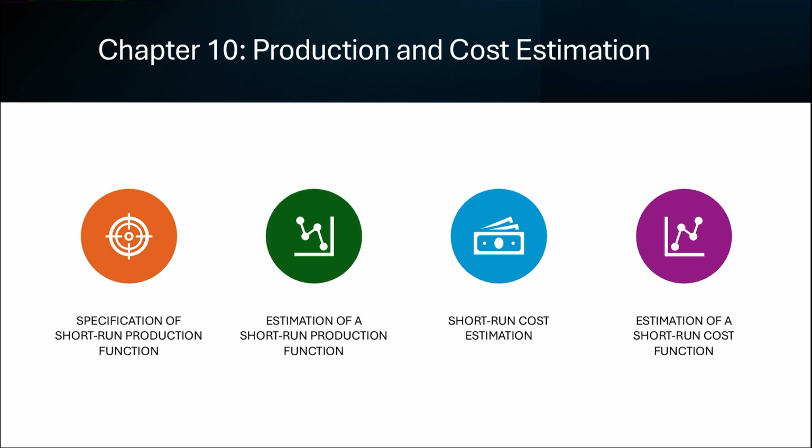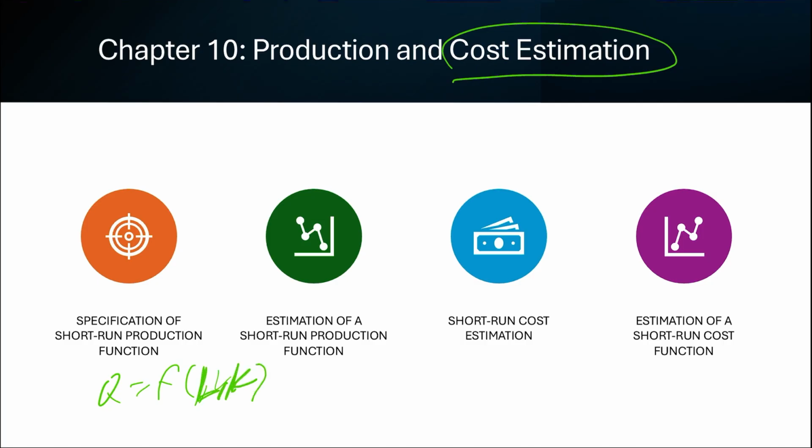All right, and then lastly, we're going to look at cost estimation. And so we can specify a short run production function. We could use like a cubic function, for example, and do like a linear regression. So we're going to look at our function of labor and capital. And if we assume that capital is fixed in the short run, we can really just look at this as a function of labor.